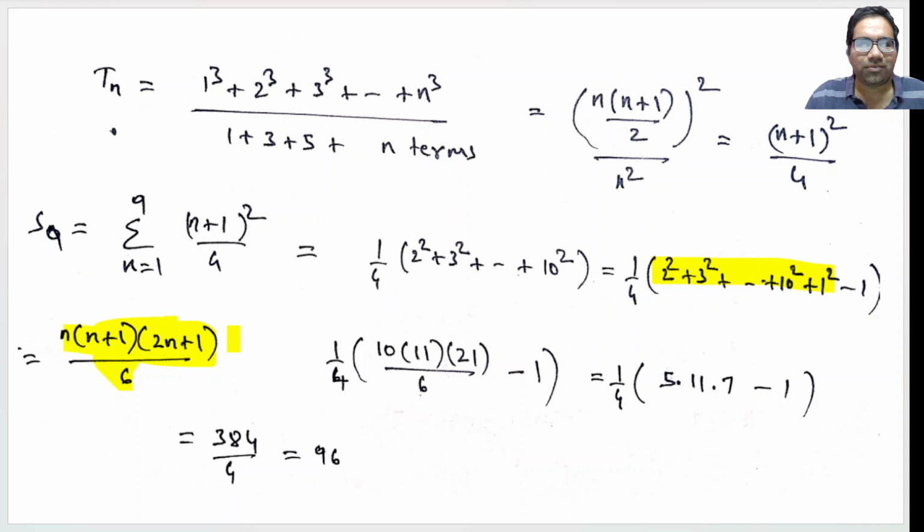Now, what is n here? n is 10. So this part becomes 10 into 10 plus 1 into 2 times 10 plus 1, which is 21, so 10 into 11 into 21 by 6. This part is actually minus 1. In the 6, 3 will go 7 times and 2 will go 5 times. This becomes 5 into 11 into 7, which is 55 into 7, 385, minus 1, 384, by 4, which is actually equal to 96.